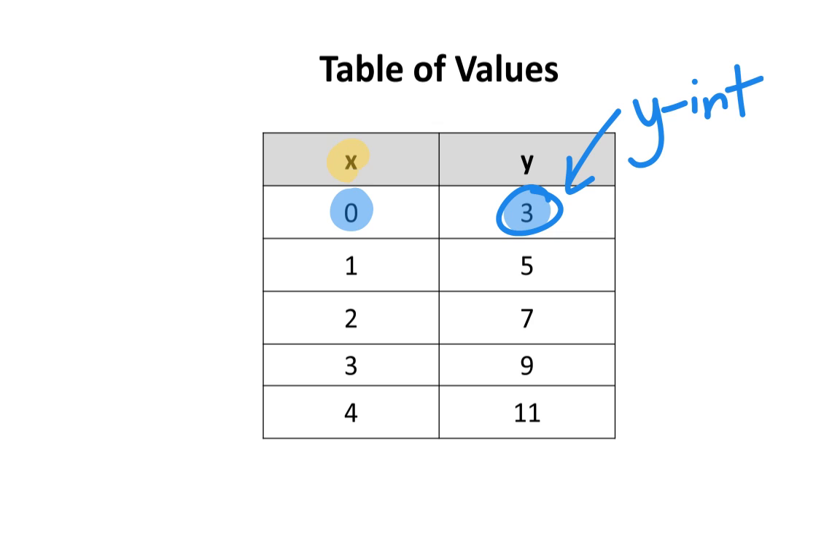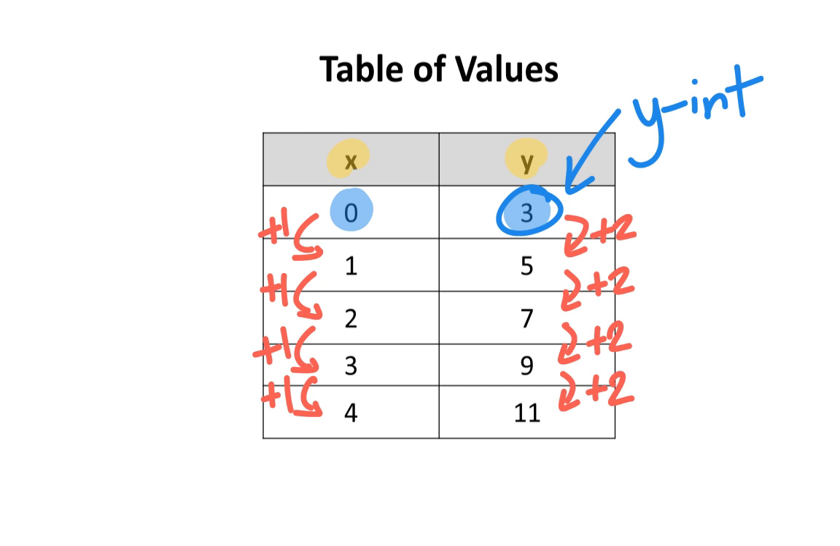Take a close look at the values of x. You'll notice that they are increasing by 1. Take a close look at the values of y. You'll notice that they are increasing by 2. But how are we going to use these numbers to find the slope?